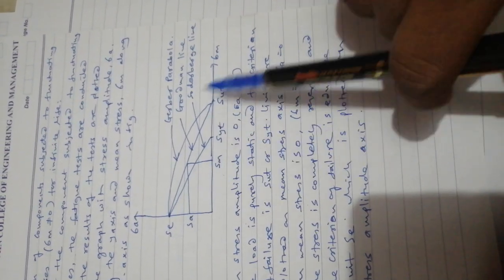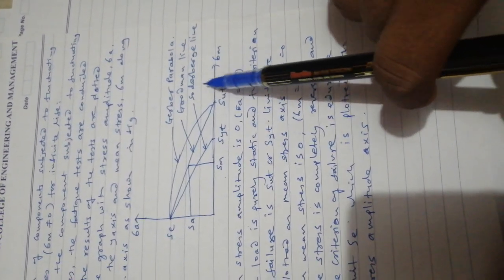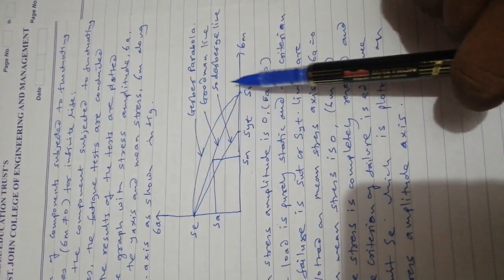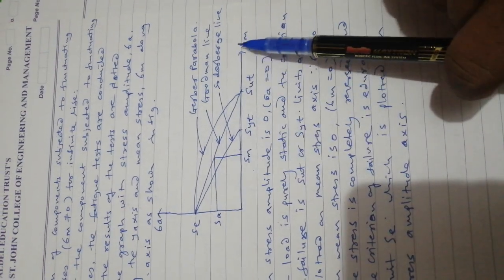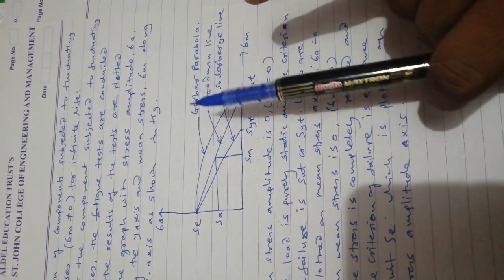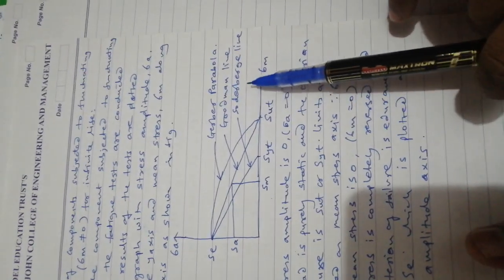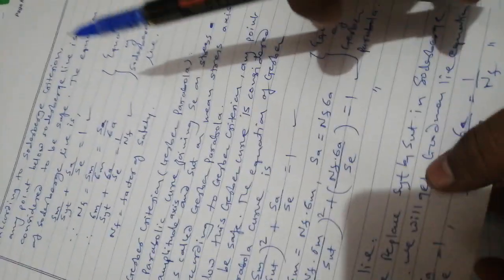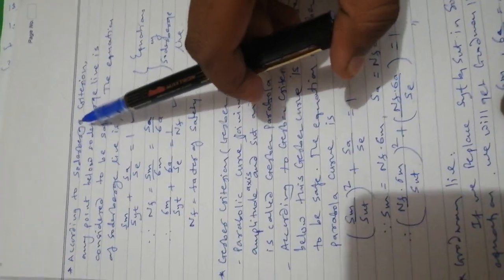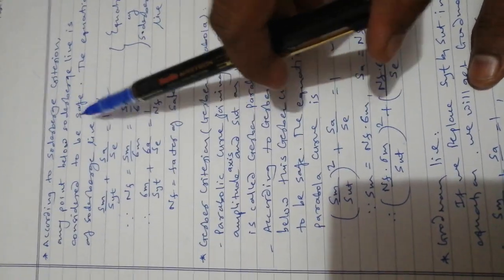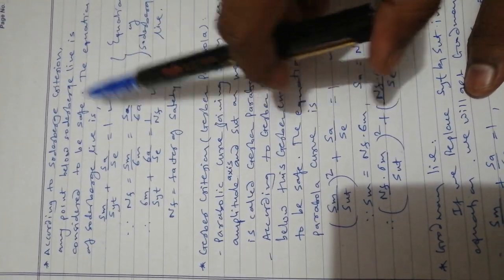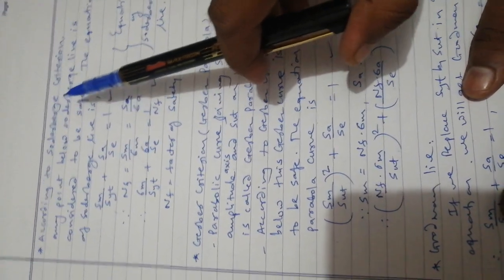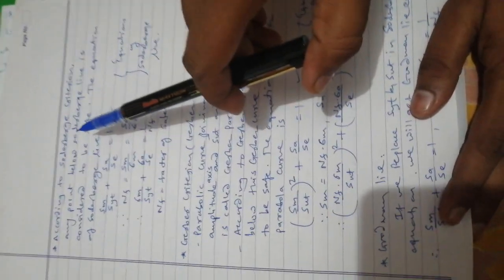After joining SE with SUT, the line is a Goodman line. And if you join SE and SUT with a parabolic curve, it is known as the Gerber parabola. Now we'll see all three, that is the Soderberg line, Goodman line and Gerber parabola, one by one. According to the Soderberg criteria, any point below the Soderberg line, that is the line joining SE and SYT, is considered to be safe, and a point above that line is not safe.